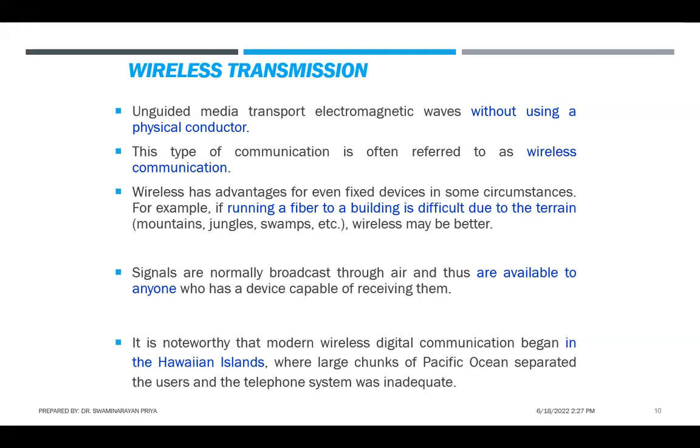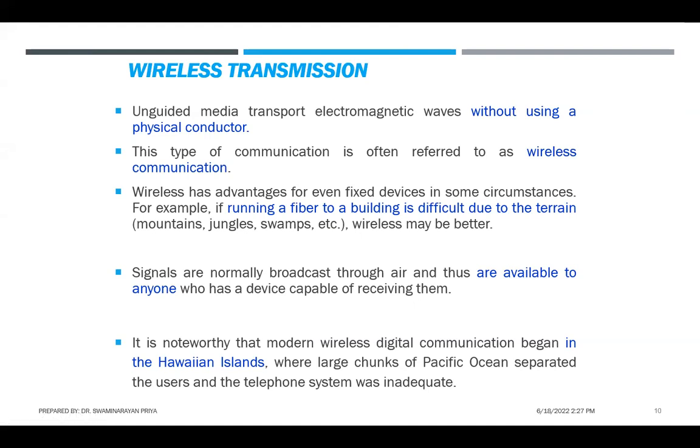And in wireless communication, there is no need for any kind of physical conductor, right? But there is a drawback of wireless communication. The advantage is no need for any cable. Without any cable, we can perform communication. Data will be propagated through water or through air, right?